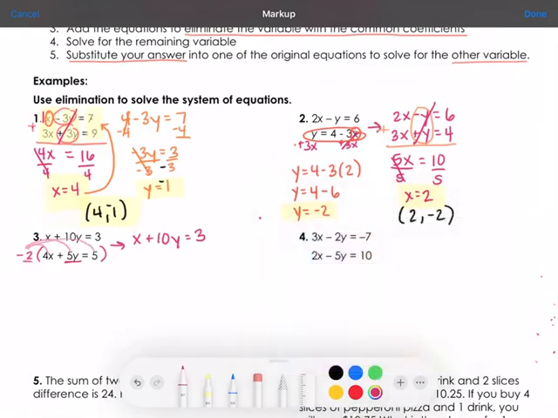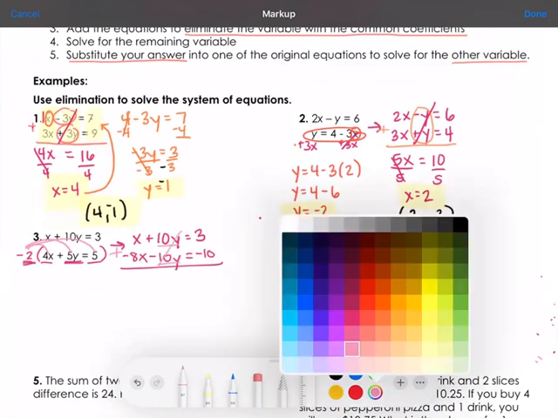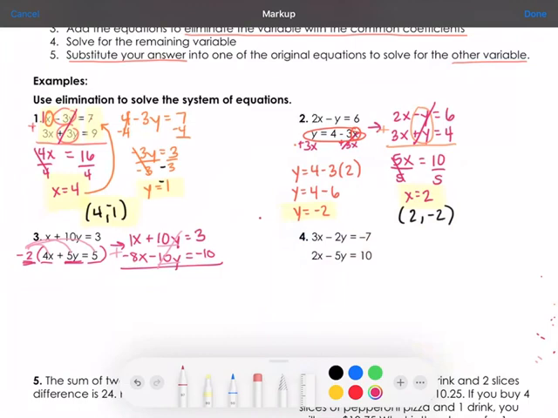So I'm going to go ahead and do that multiplication. So negative 2 times 4x is negative 8x. Negative 2 times 5y is negative 10y, which is what I wanted. Equals negative 2 times 5 is negative 10. Now I should be in good shape to add these together. So that the 10y and the negative 10y will cancel each other out. So I get 1x minus 8x, which is negative 7x. These 10y's cancel, equals 3 minus 10 is negative 7. So I divide both sides by negative 7, and I'm left with x equals positive 1.